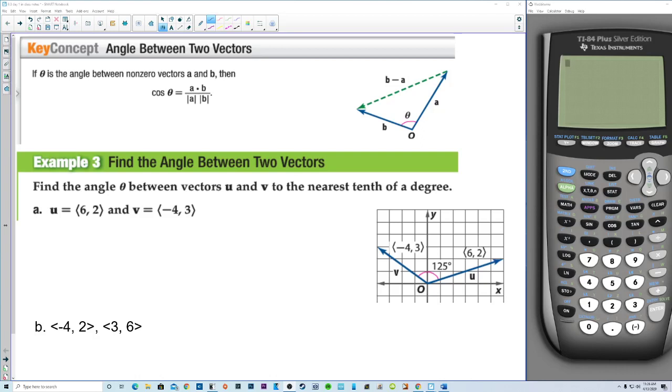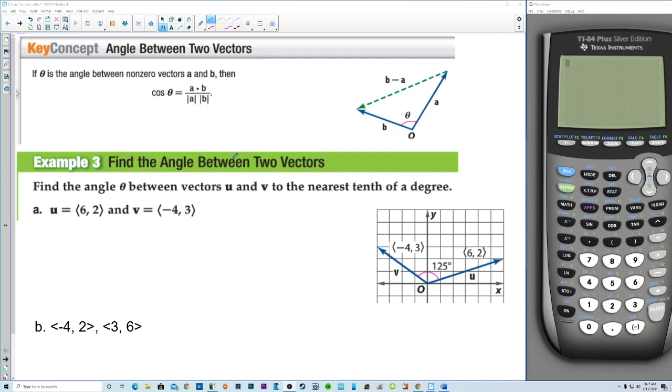All right, this is section A3, day 1, and it's the in-class notes. We're going to start out with the angle between two vectors. If theta is the angle between non-zero vectors A and B, then the cosine of theta is A dot B, called the dot product, over the magnitude of A times the magnitude of B.